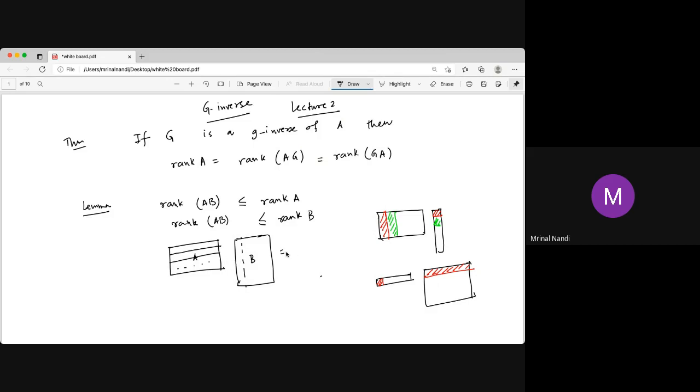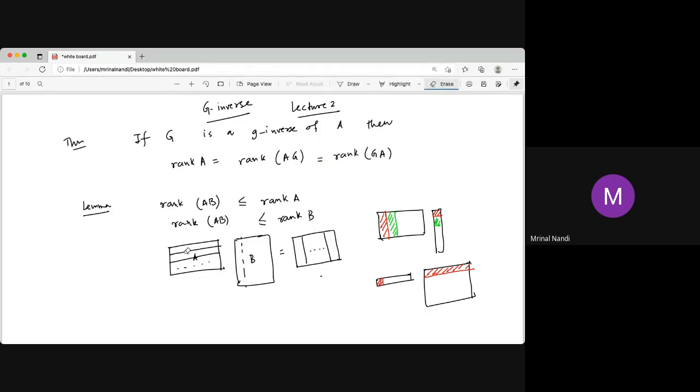Now, this is interesting. It is again a matrix, and this matrix is actually a collection of column vectors. So each column is a linear combination of the columns of A.